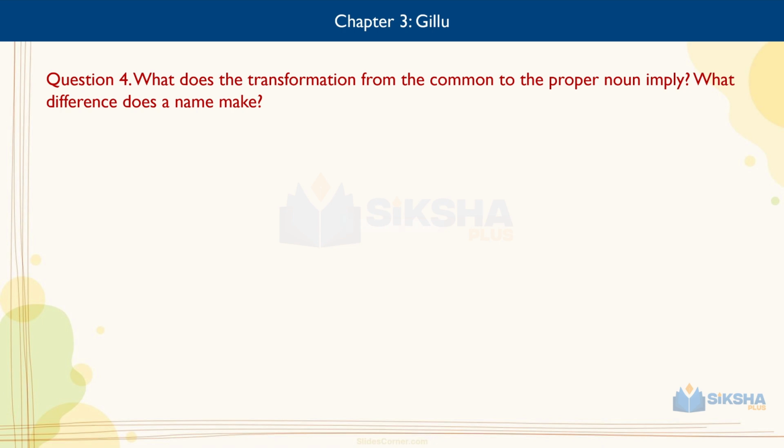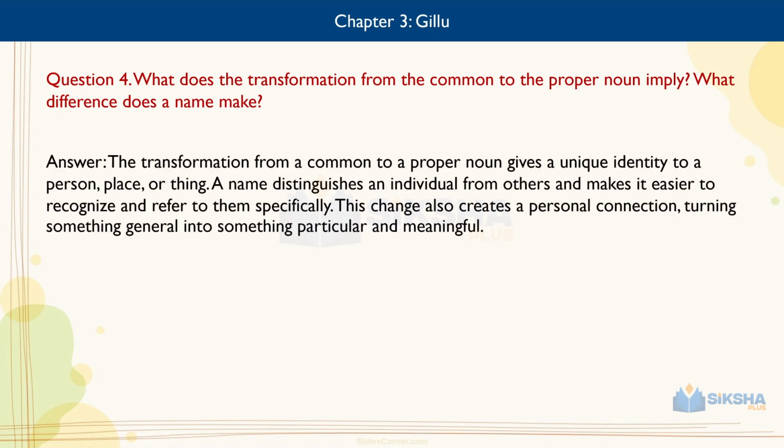What difference does a name make? Answer: The transformation from a common to a proper noun gives a unique identity to a person, place or thing. A name distinguishes an individual from others and makes it easier to recognize and refer to them specifically. This change also creates a personal connection, turning something general into something particular and meaningful.